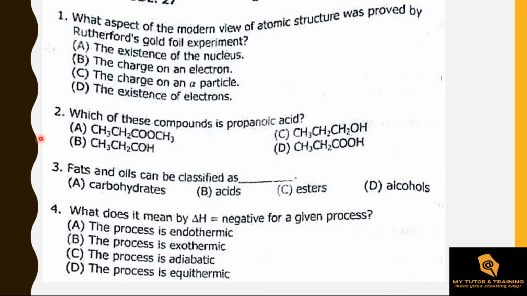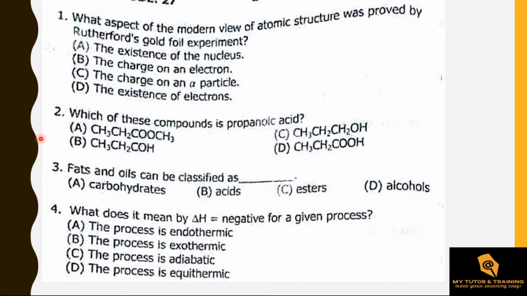discover the existence of nucleus for a given atom. So the answer for question number 1 is A, which is the existence of the nucleus of an atom was proved by the Rutherford's gold foil experiment. And when we come to question number 2, it says, which of these compounds are propanoic acid?